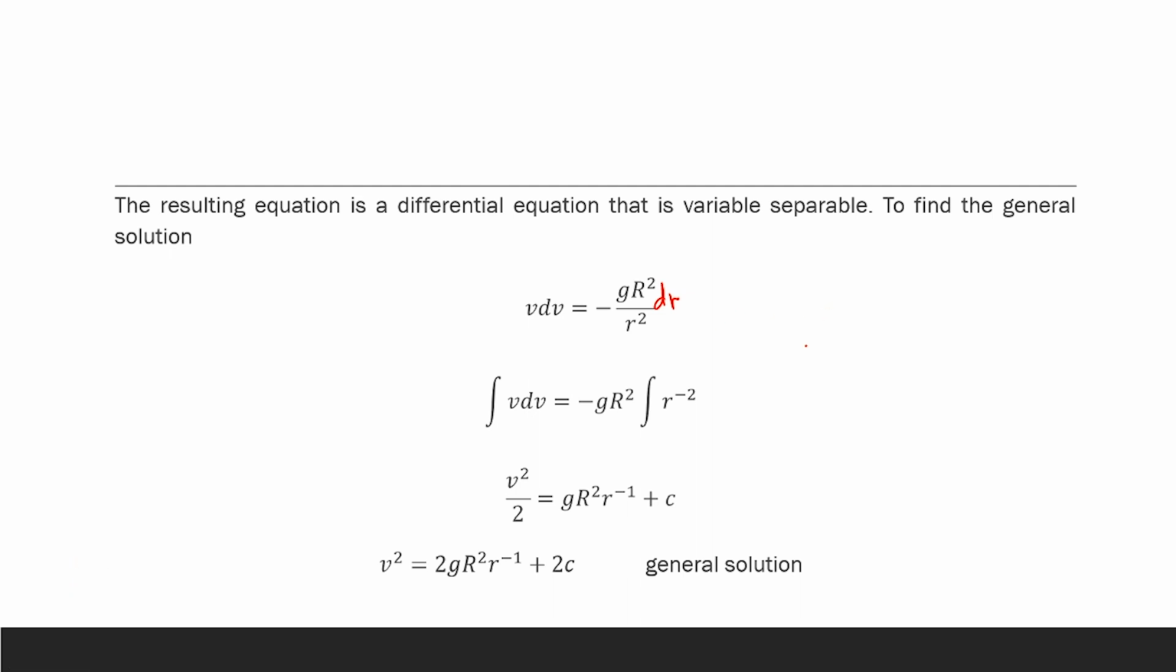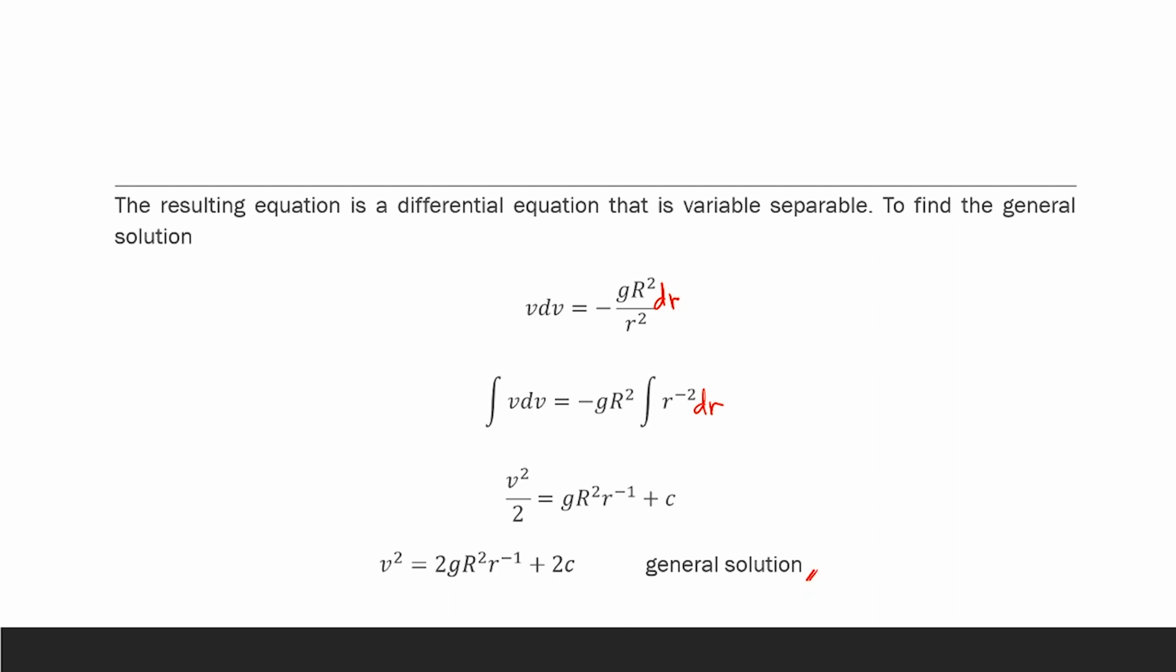So, we have r squared dr. This is already directly integrable. If we integrate it, we will have v squared over 2 is equal to 2gR squared times r raised to the negative 1 plus c. So, therefore, the result is v squared is equal to 2gR squared over r plus 2c. Now, this is our general solution.